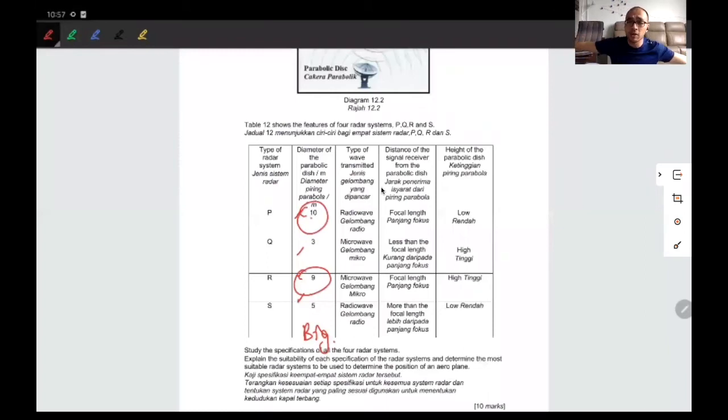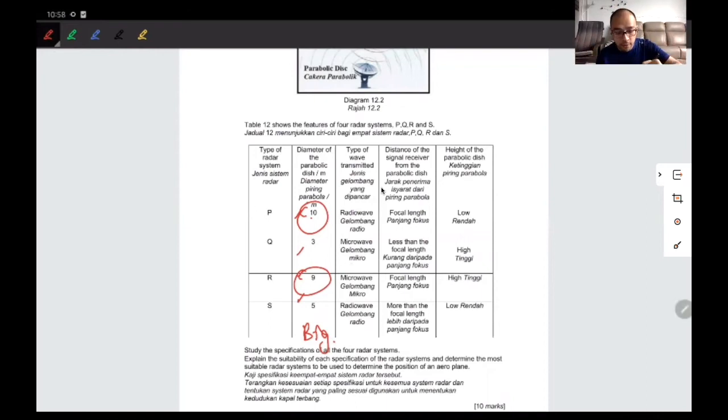I think this is very long. No, my arms span only about 1.7 meters, so 10 meters is like 5 times longer than me. So 10 or 9, that's the diameter of the parabolic dish. We want it big for the reasons that I said just now: you can receive more signals.